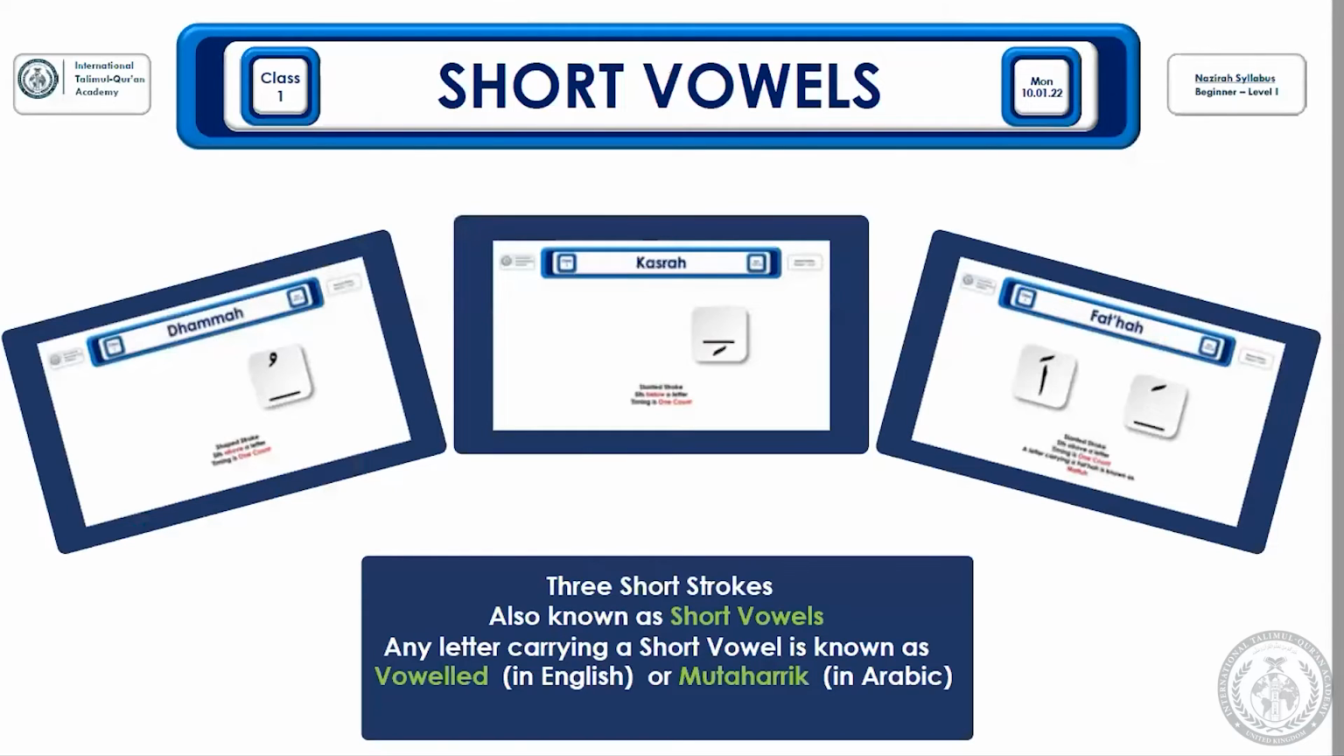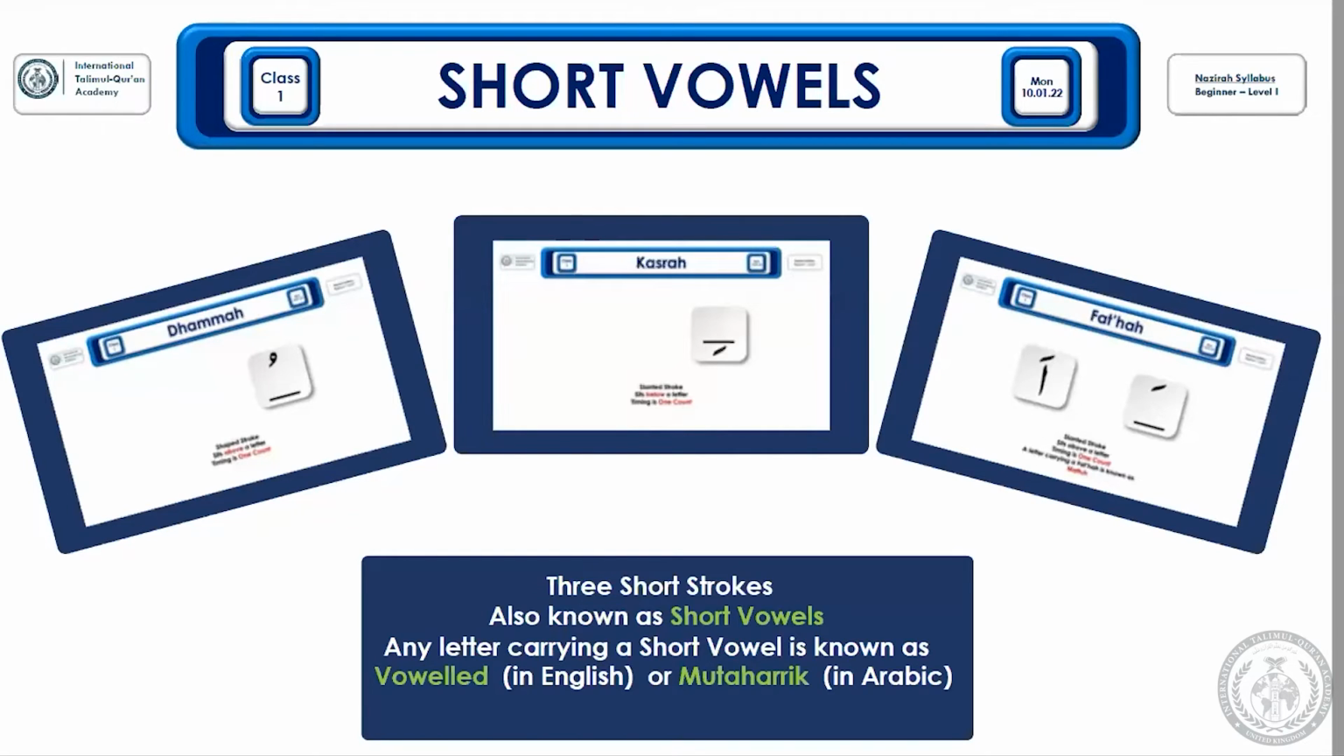We're going to look at short vowels, and these are 3 short strokes, which are also known as short vowels. There are 3 of them. Any letter that carries a short vowel or a short stroke is called in English a voweled letter, and in Arabic it's called a mutaharrik letter. So when I say voweled in Arabic, it means mutaharrik. Any letter that carries any of these 3 short strokes is a mutaharrik letter.